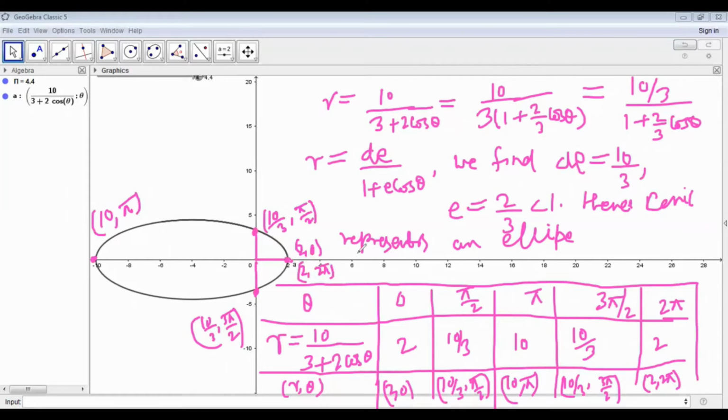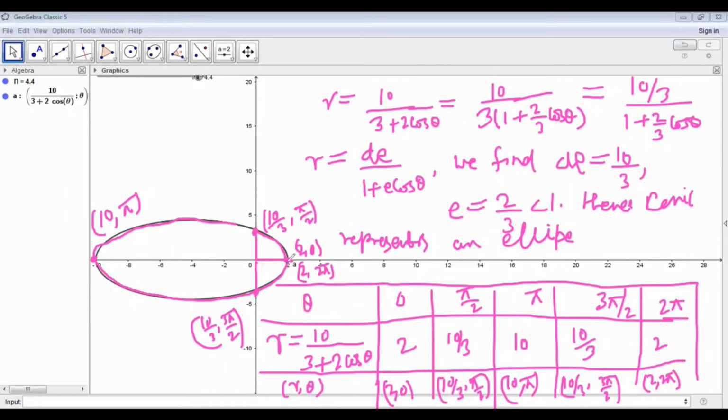By joining these points we make an ellipse. This is how we sketch the ellipse. The conic is an ellipse because the eccentricity is 2 by 3, which is less than 1. Next we have to describe it.